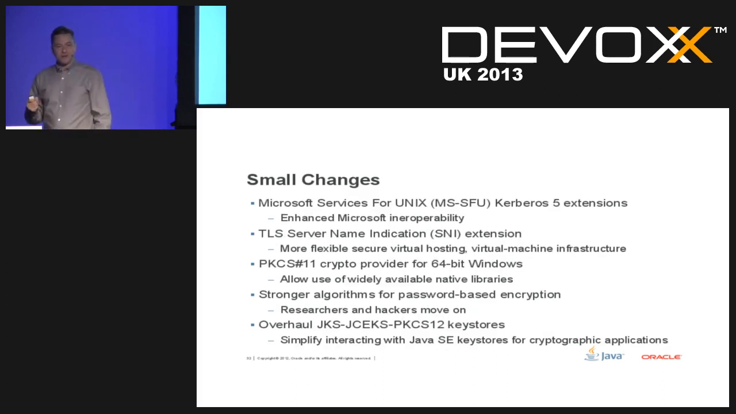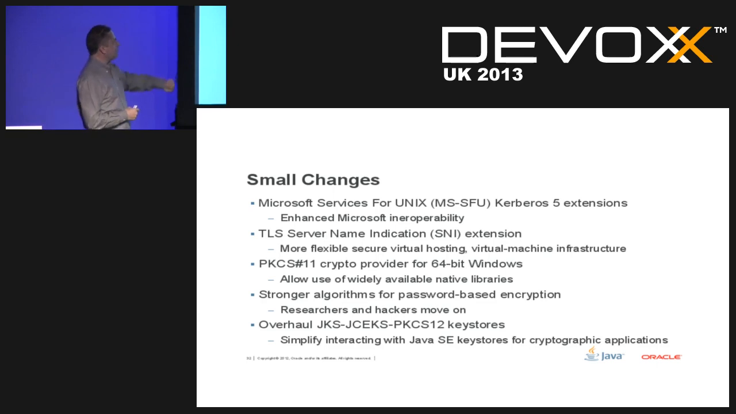More small changes around security. There are things like better interoperability with the Microsoft side of things, Microsoft Services for Unix. There's a minor update in terms of transport level security, server name indication, so better things for virtual hosting, virtual machine infrastructure, and so on. Then you've got public key cryptography standard, PKCS number 11. That's a new provider there. Again, what that's going to do is improve performance because we're making use of the native operating system capabilities.